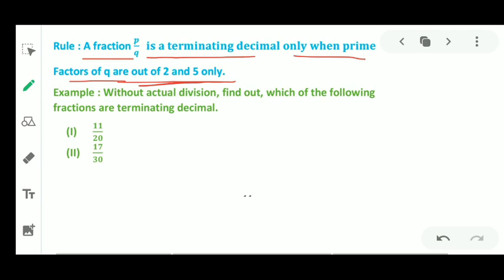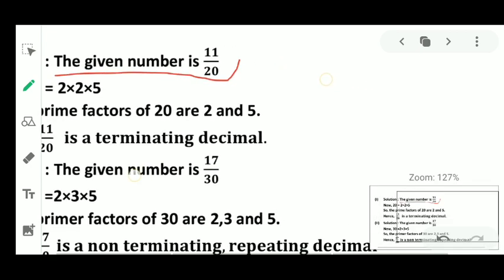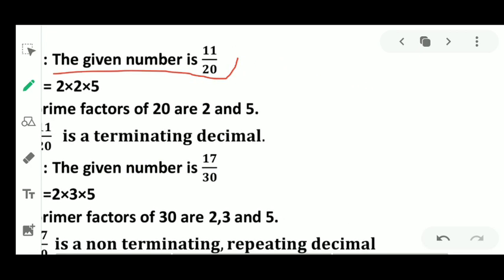Now here the instruction is given: without actual division, find out which of the following fractions are terminating decimals. Now I have to check these two fractions. First one is 11 by 20. First you have to write the given number, 11 by 20. Now 20 equals 2 into 2 into 5. We do prime factorization.